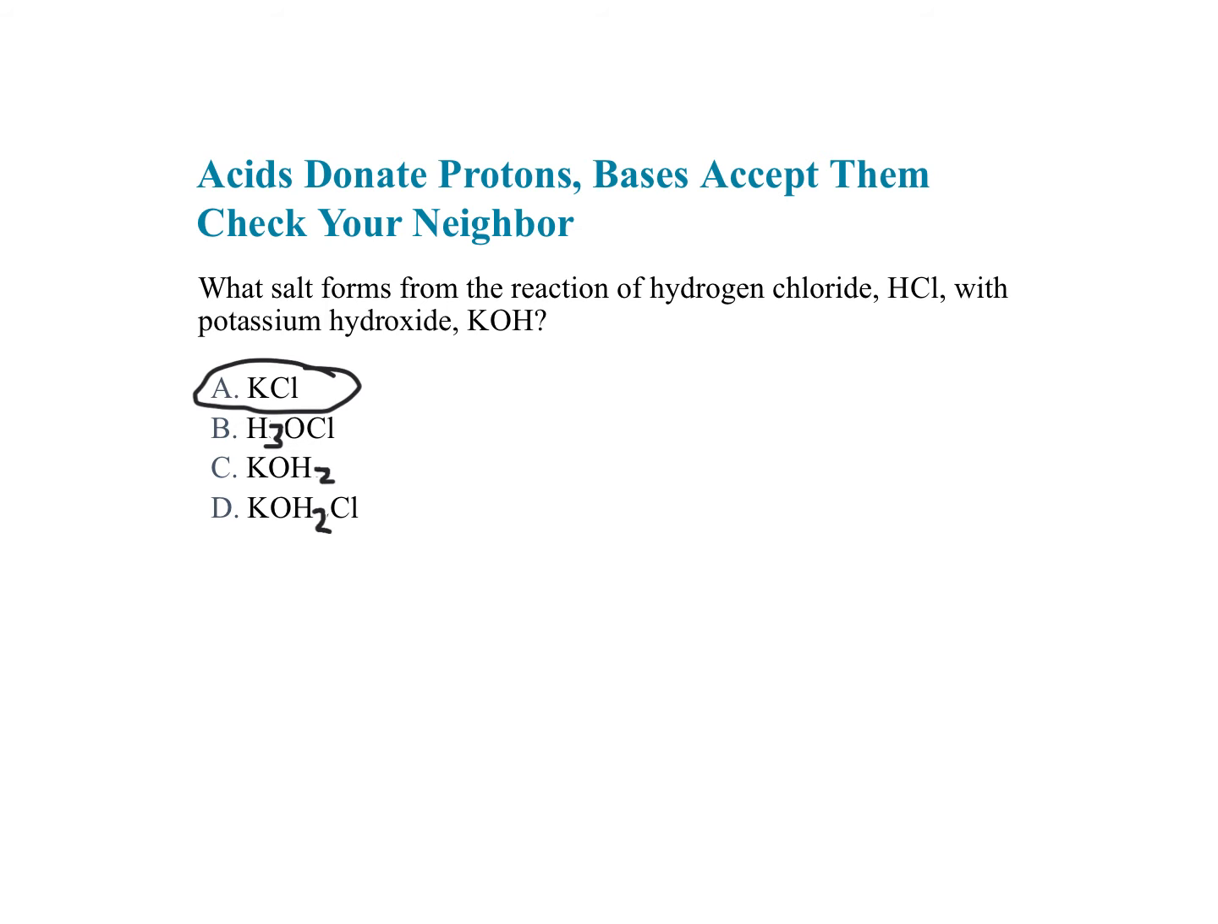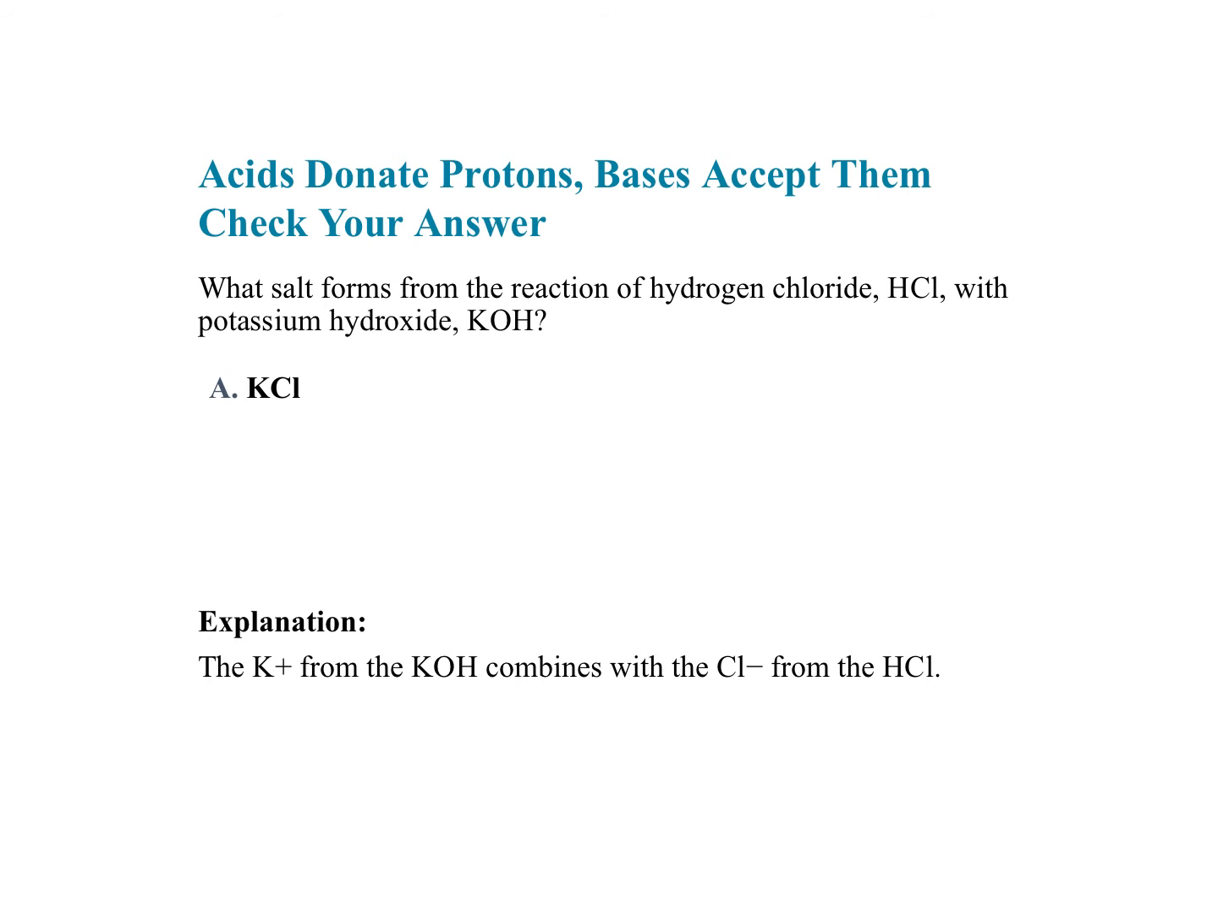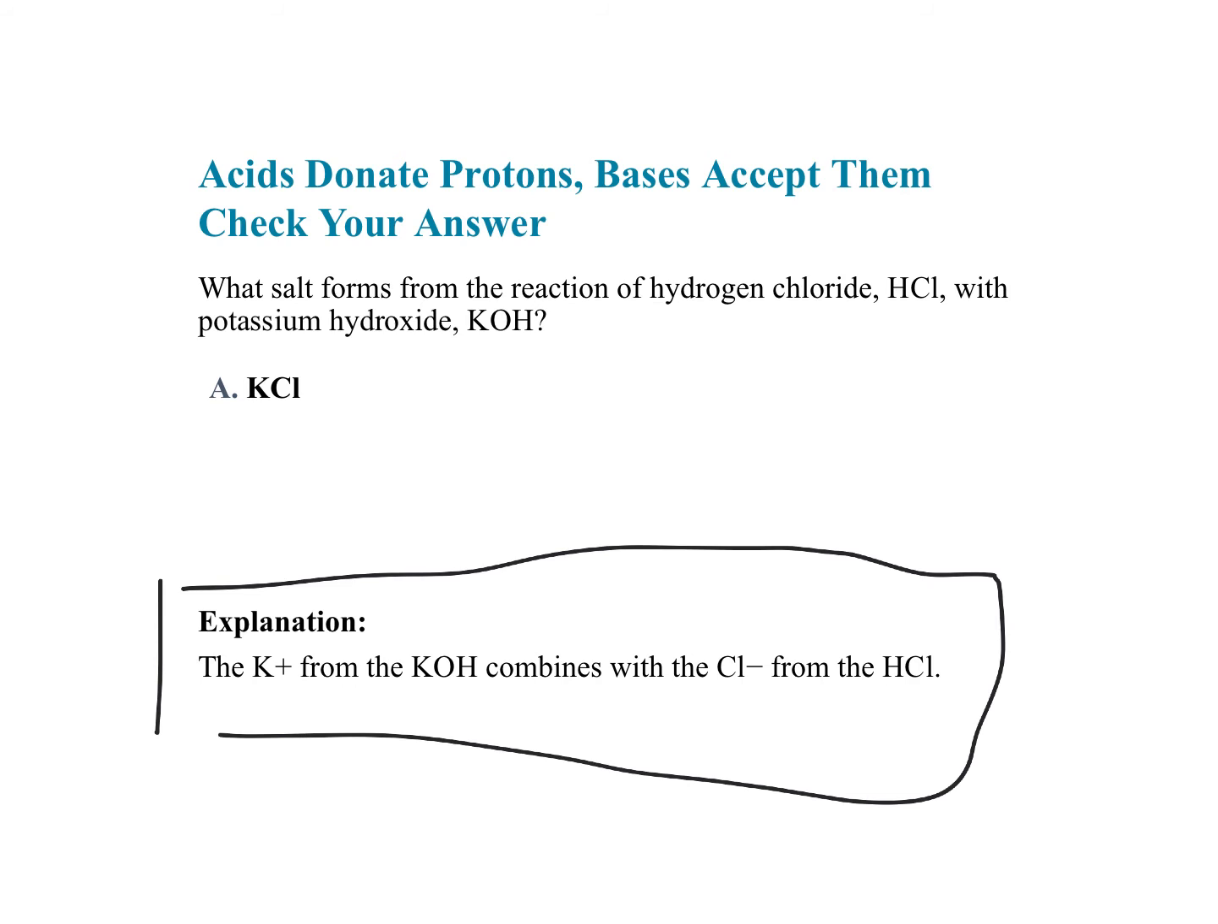The K, of course, stands for potassium. The Cl is chlorine. And so we know that from our naming convention, this compound will be potassium chloride. And we can see our explanation here that the potassium positive ion from the KOH is going to combine with the negative chlorine ion from the HCl and form potassium chloride.